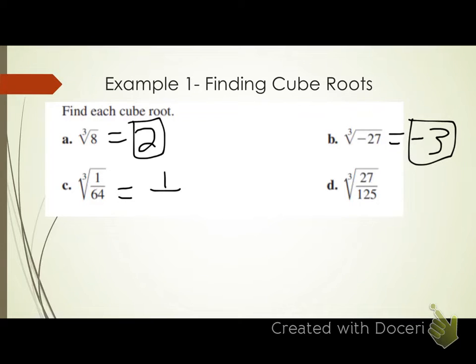So in the bottom, I'm looking for a number multiplied by itself again that gives me 64. What is it? 4, very good. So if I multiply 1/4 by itself and then by itself again, I should get 1/64. Let's try it out. 1/4 times 1/4 would give me what?